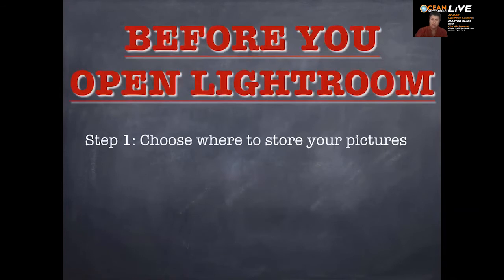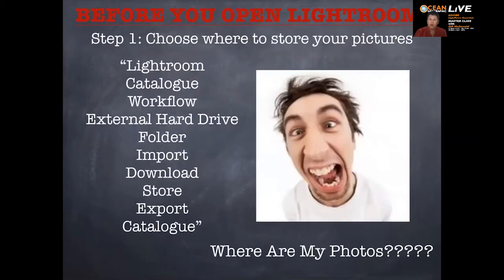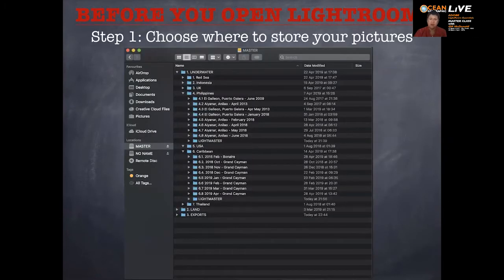So a very key thing here, before you open Lightroom, is choose where to store your photographs. Before you even open Lightroom, you need to select a file structure and a storage system that works for you. You hear all these words about Lightroom: catalog, workflow, external hard drive, folder, import. So where are your actual photos? Well, they're where you decide to put them. This is my own personal file structure, or it was when I took this screenshot. This is my master hard drive, external, and I have three main folders: underwater, land, and exports.